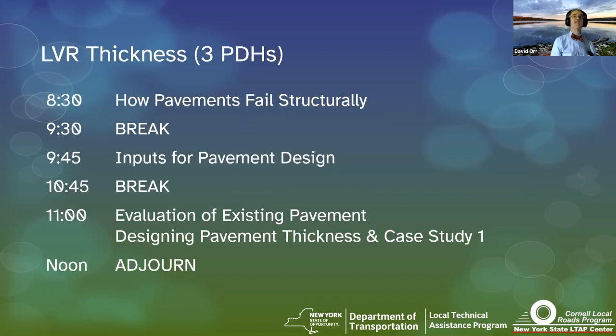Now, today's session is on low volume road thickness. Ending the day, we'll be talking about a pavement design technique that we developed with the University Transportation Center out of Region 1, which is hosted at Rutgers. We're a part of that group. It was designed for low volume roads, and it matches up with the 2,000 vehicles a day that we talked about for geometry last week. So you can use it on most of your roads, but there are limitations, and we'll talk about those before the end of the day.